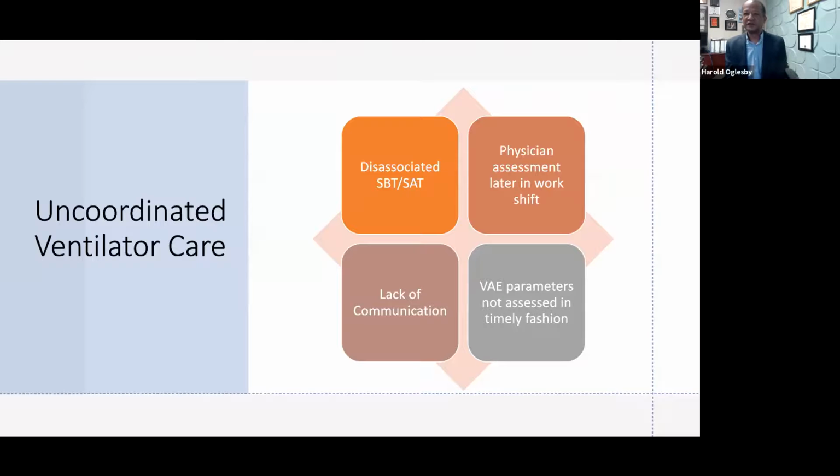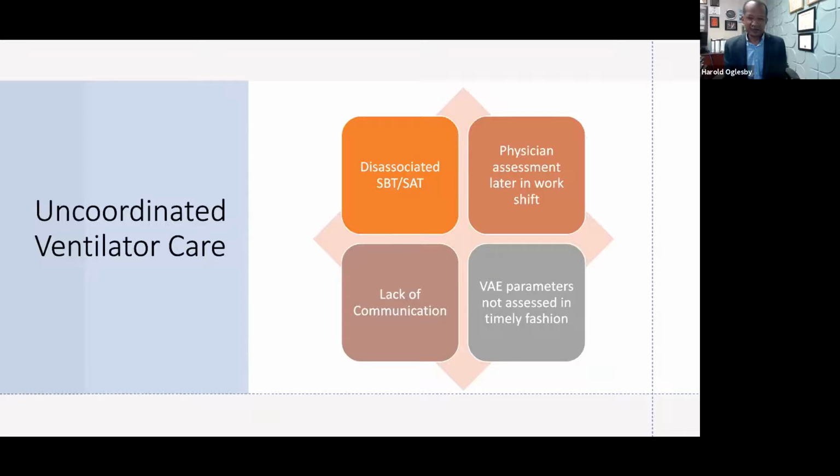We were noticing a lot of disassociation in things that lead to patients coming off of ventilators earlier, things associated with getting our patients off the ventilator. The spontaneous breathing trials and spontaneous awakening trials weren't as coordinated as we wanted them to be. Physician assessments of our patients were happening later in the shift than we thought they should have happened. There was some miscommunication, a lack of communication between our nursing staffs and our respiratory therapists. And one of those clear communication issues was again dealing with the spontaneous awakening and breathing trials.